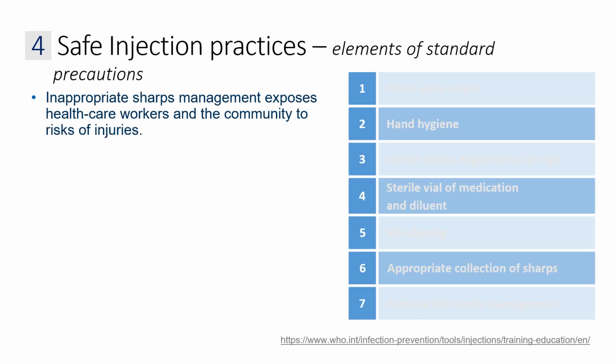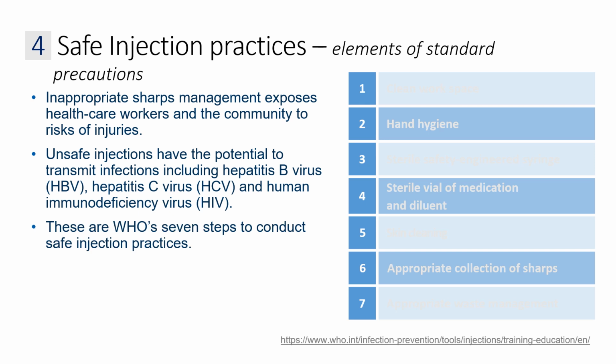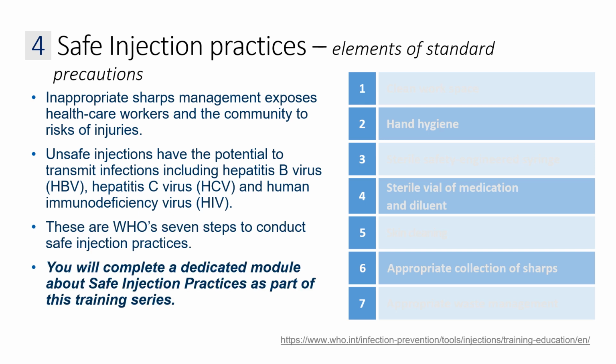The other thing is safe injection practices. Inappropriate sharps management exposes healthcare workers to the risk of injuries, which could further transmit infections like hepatitis B, C, and human immunodeficiency virus. So there are 7 steps from WHO to conduct safe injection practices, and this includes hand hygiene, sterile vial of medication and diluent, and appropriate collection of sharps.